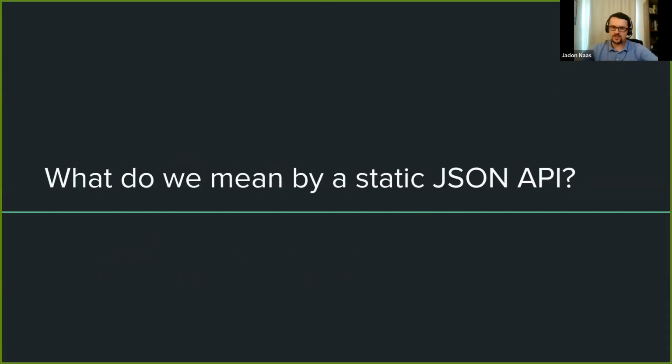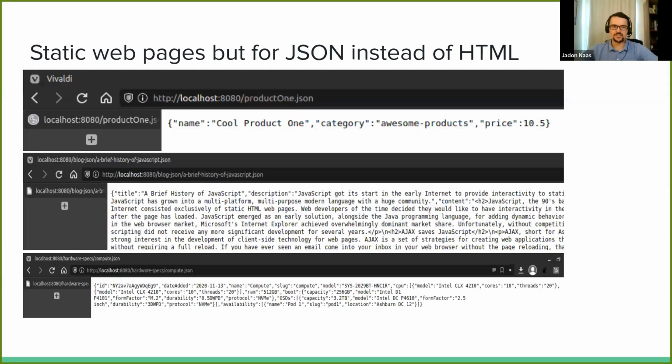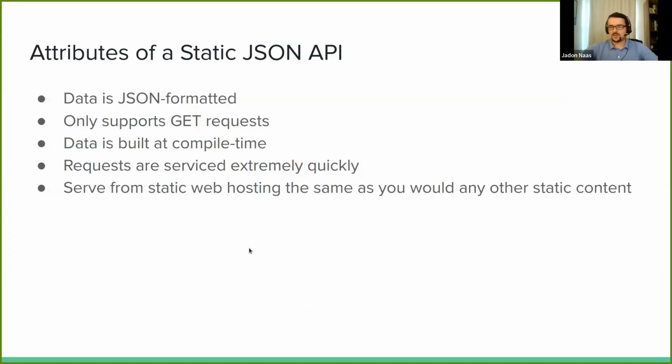So just first, when we start, I want to take a minute to define what I mean by a static JSON API. It really is literally what it sounds like. It's static web pages, but it's JSON content instead of HTML. So this is what some examples look like in the browser: you just go to a nice JSON route, and you get JSON data.